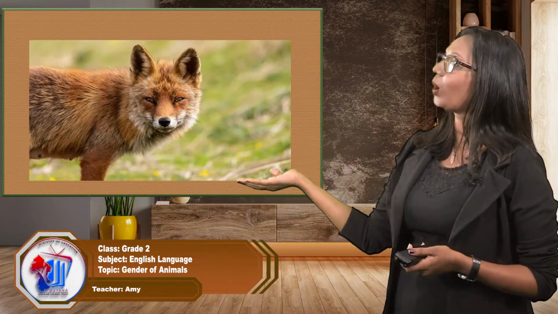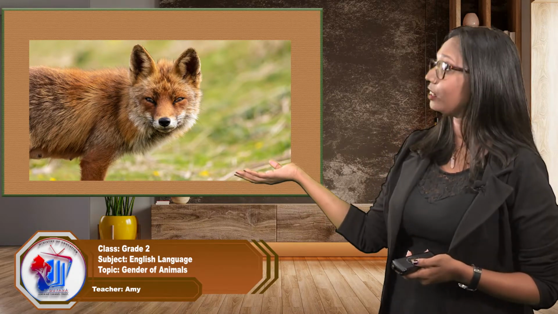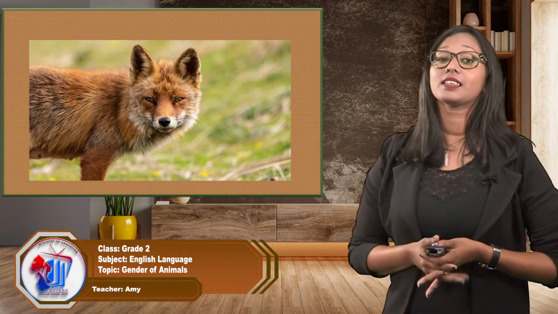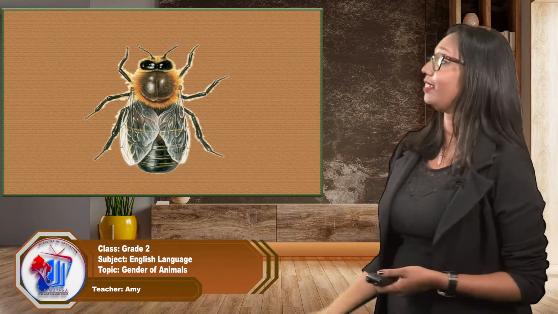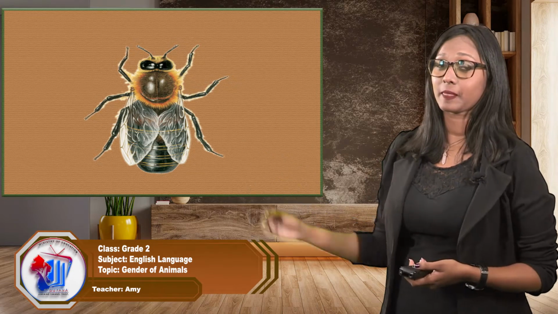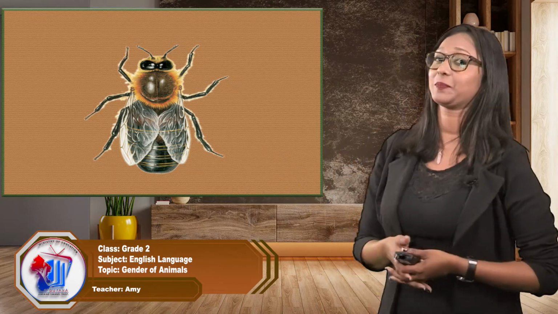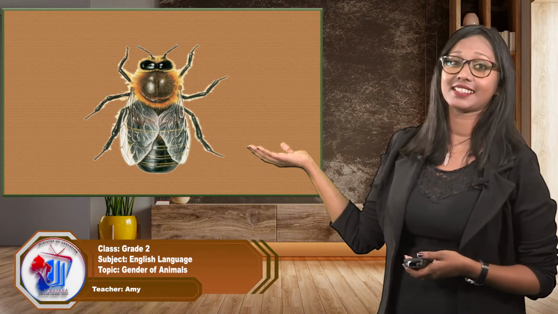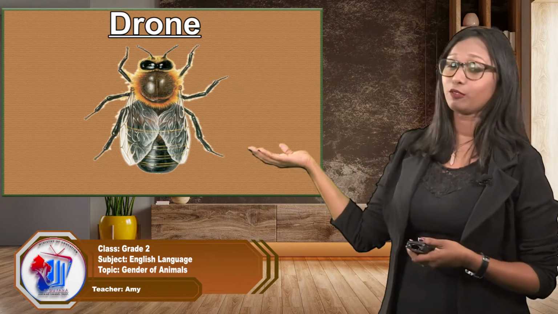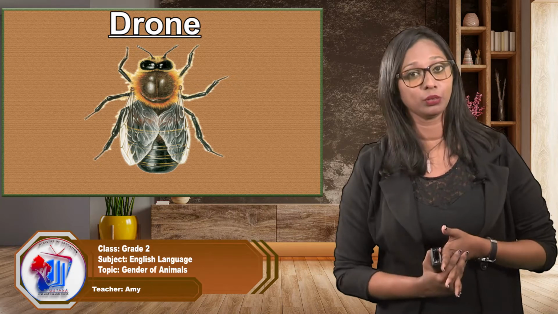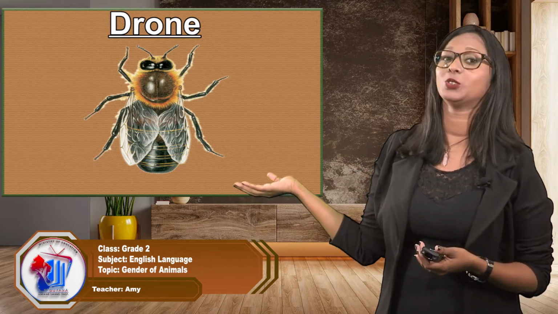Very good. The male of this animal is a drake. Now, I have two more pictures for us. What do we call the male for this animal? The male for this animal is a tod or fox. Okay? Now, let's say the male for this animal is buzzing around the tree. We can say that the drone is buzzing around the tree. The male for a bee is the drone.